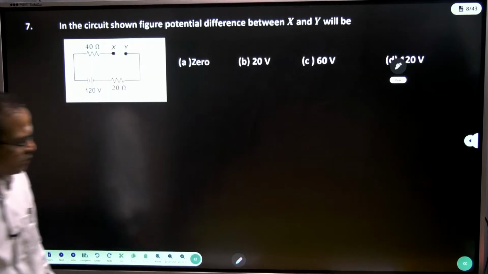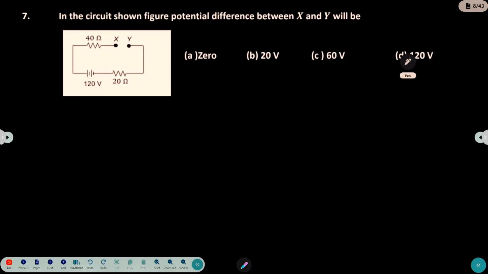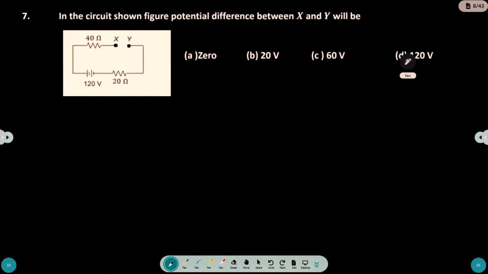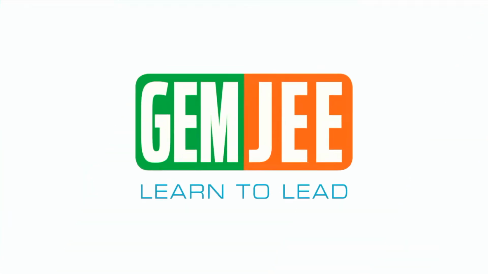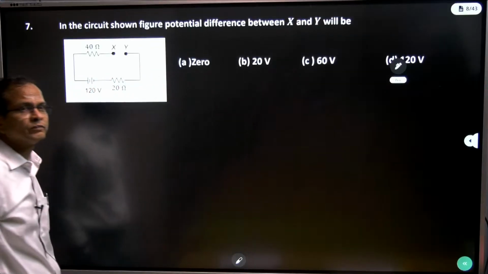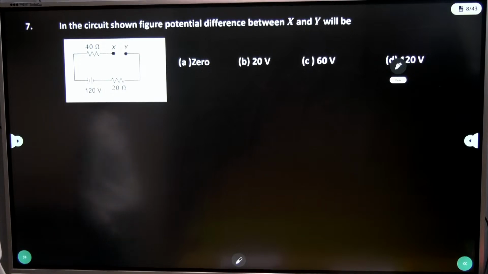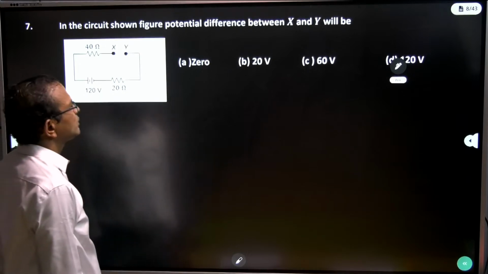Yes. Question number 7. Come on. 40 ohm, 120 volt battery, again this is 20 ohm. In the circuit shown in the figure, potential difference between X and Y will be? What is the potential difference between X and Y? 60 volt, option B. No, not at all.